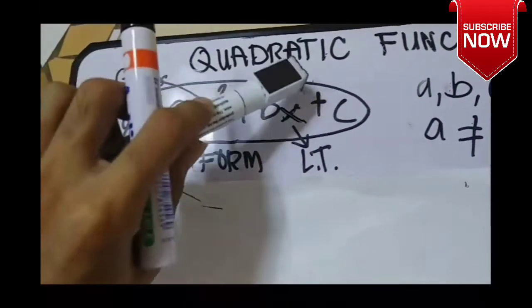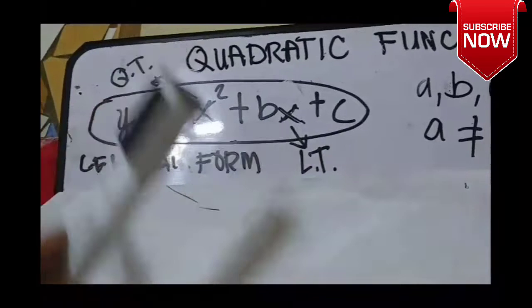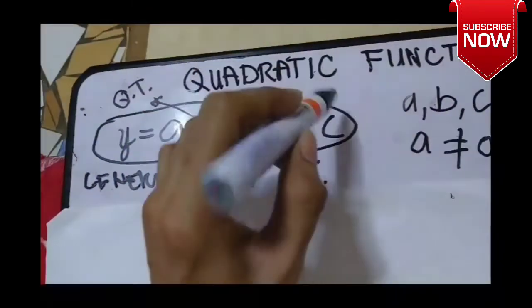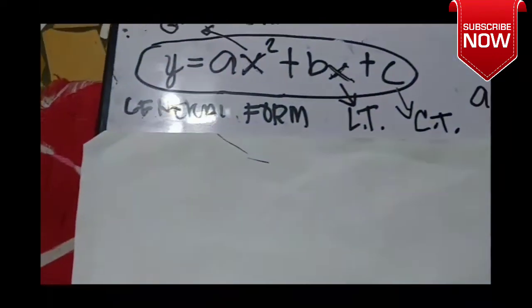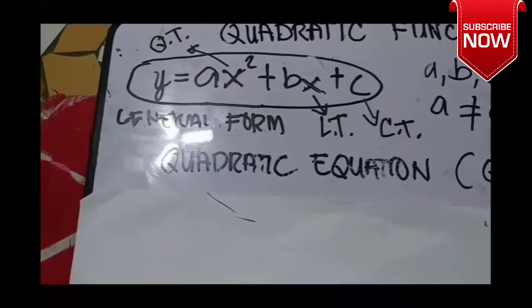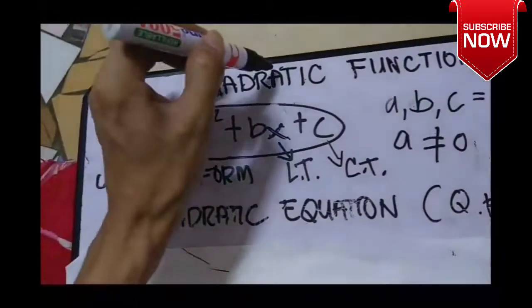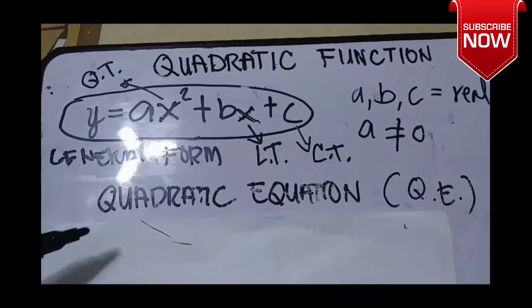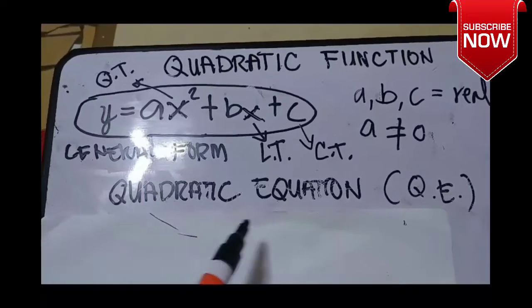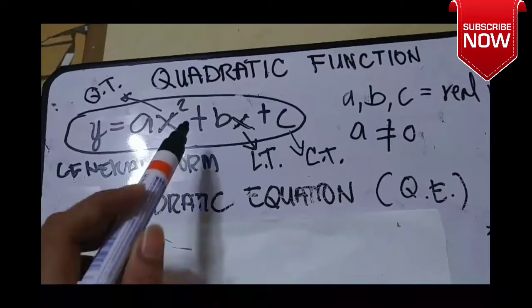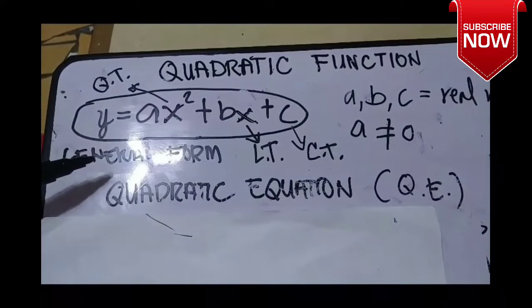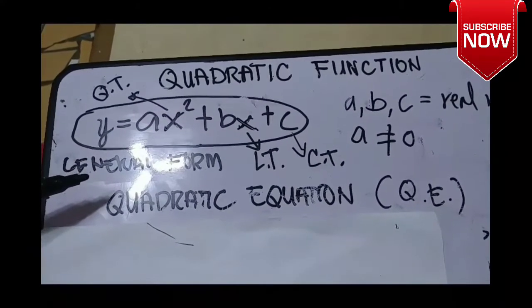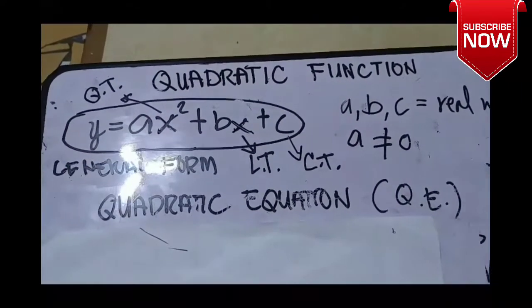Kung baga hindi rin magbabago yung value ng x. Yung c naman ang tinatawag na constant term. Okay? So again guys, magkaiba ang quadratic function sa quadratic equation. So to briefly explain, quadratic equation ay ang equation na mabubuo sa quadratic function tulad ng y is equal to ax squared plus bx plus c.